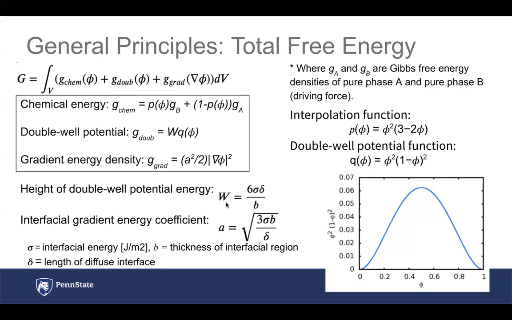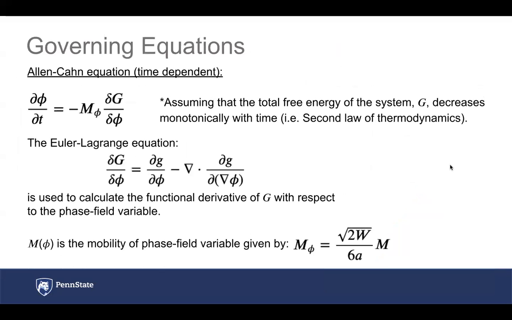So the total free energy basically takes the shape of a double well function, which at the minimal points represents phase A and phase B. Here we have 0 for phase A and 1 for phase B. And in between, we have the height of the double well potential energy. Next slide. Okay, now we'll talk about the governing equations.